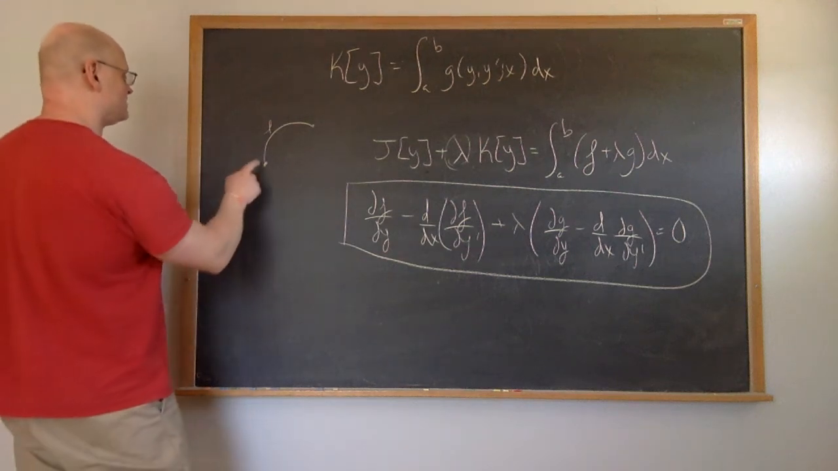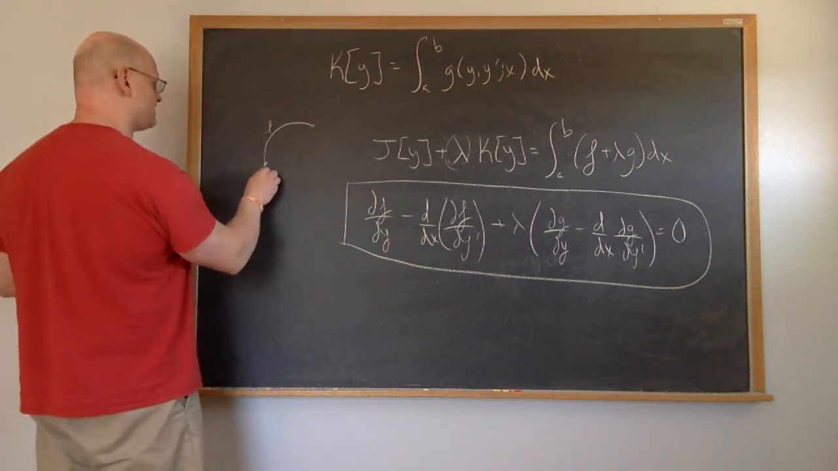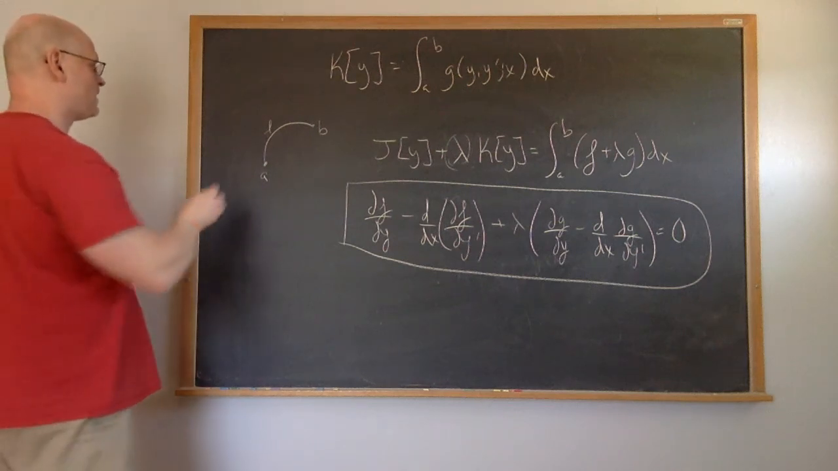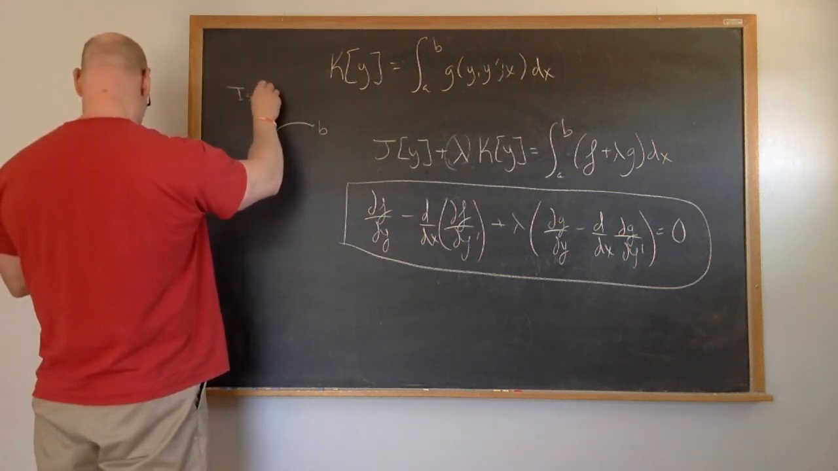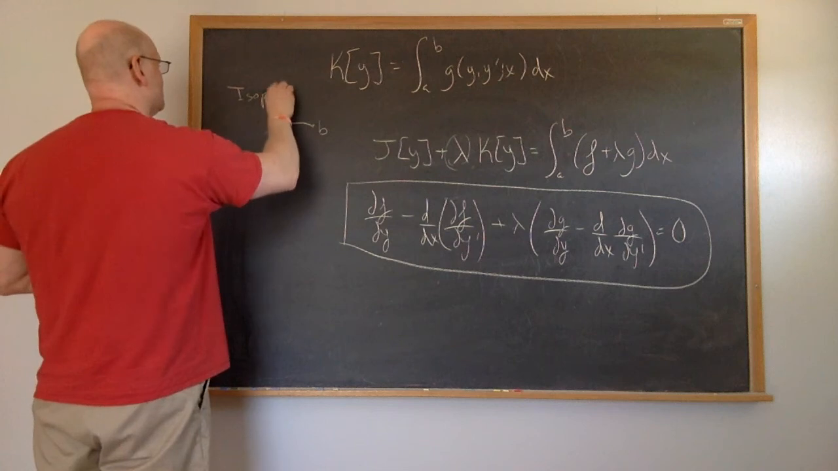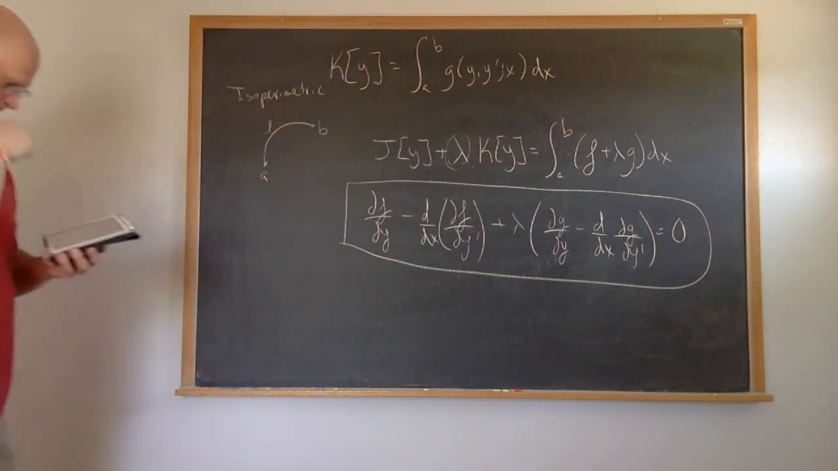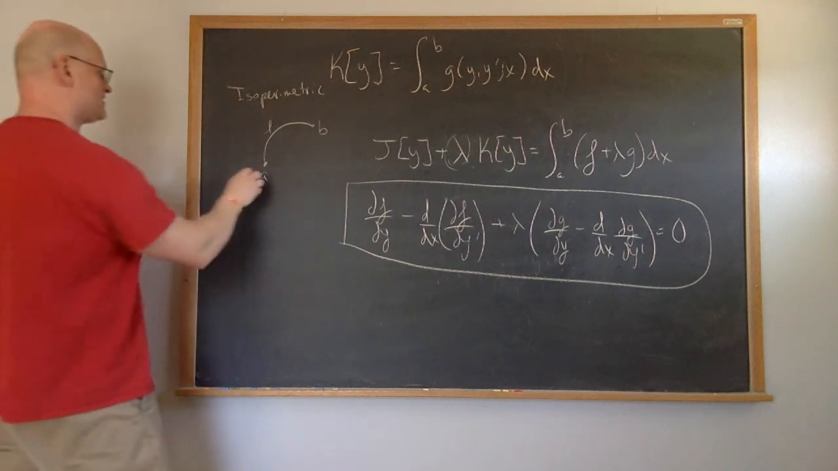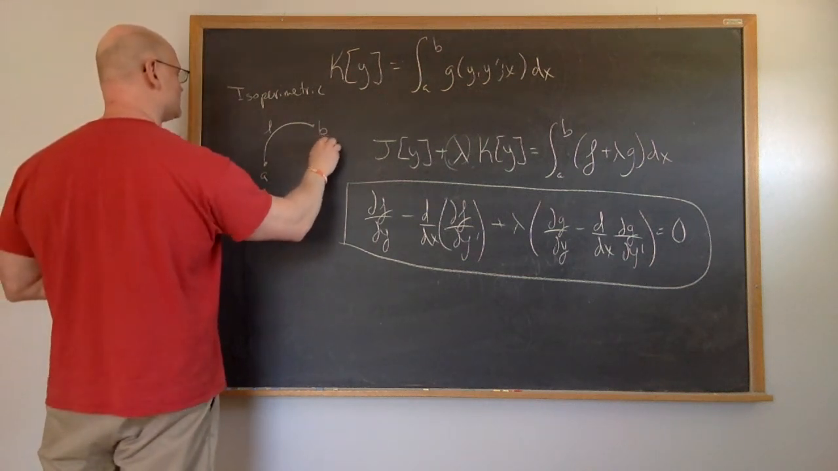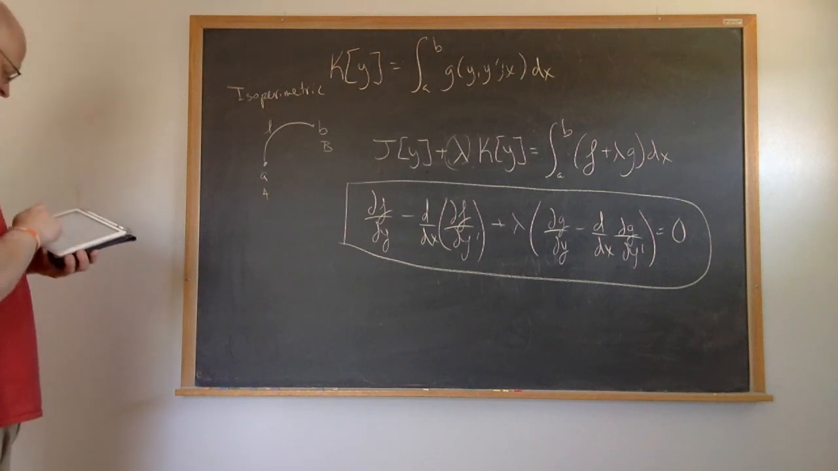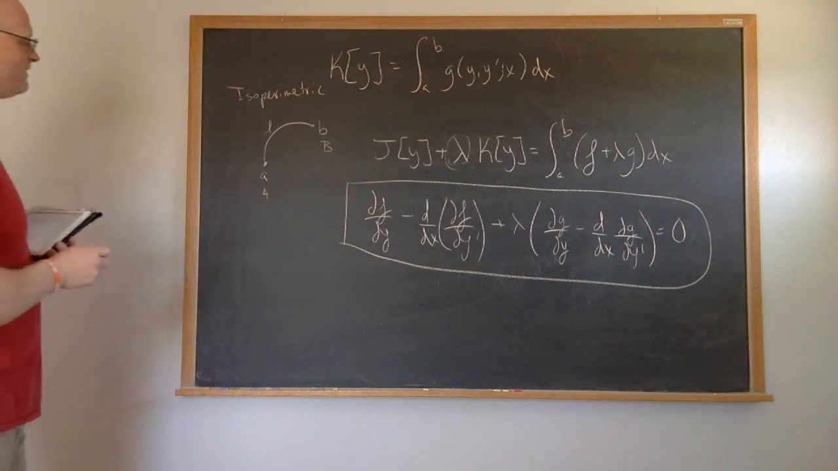So again, typical problems where this would show up would be something like this. So this would be the point A, this would be the point B. A problem like this is what's known as an isoperimetric problem. So again, here, this has some fixed value of A, this has some fixed value of B. And then the constraint represents a fixed value of length of the curve.